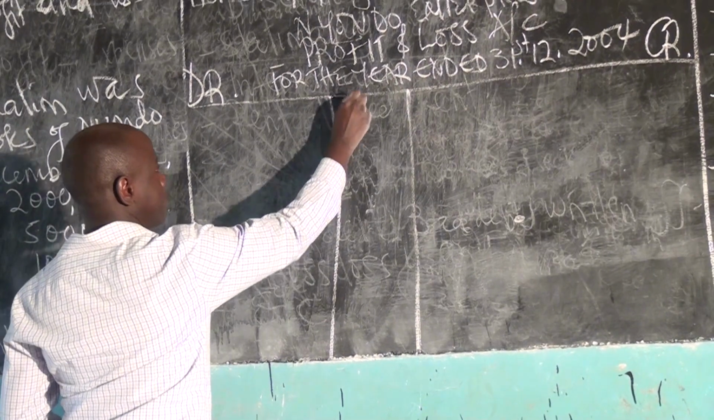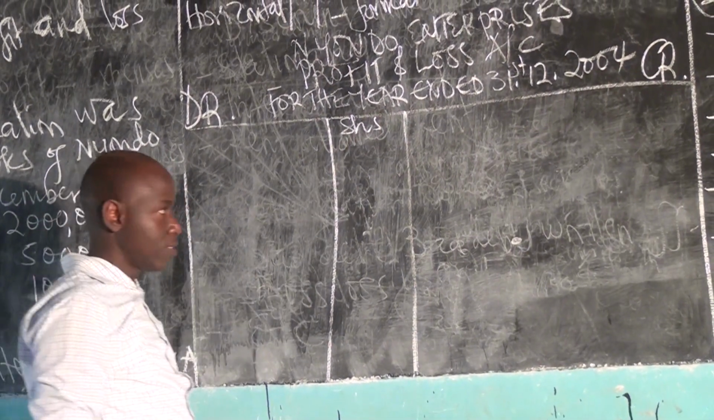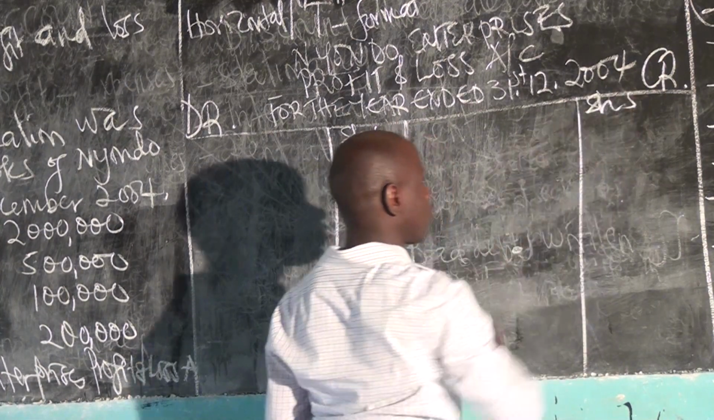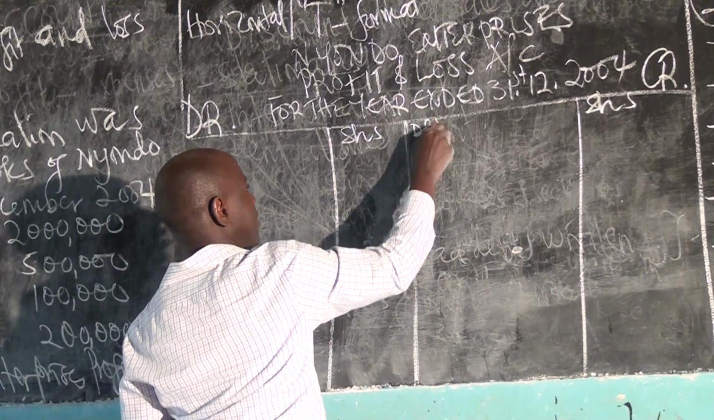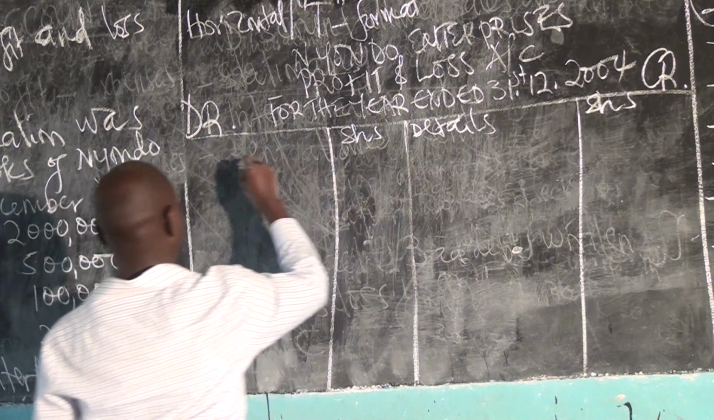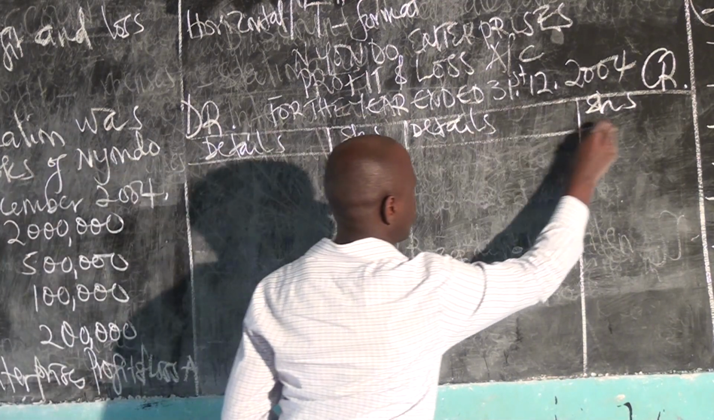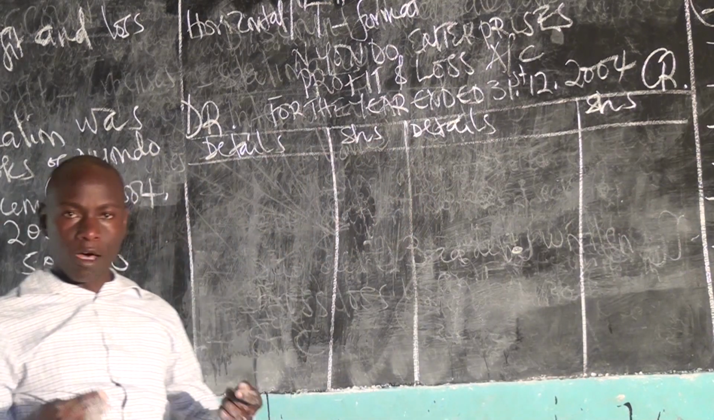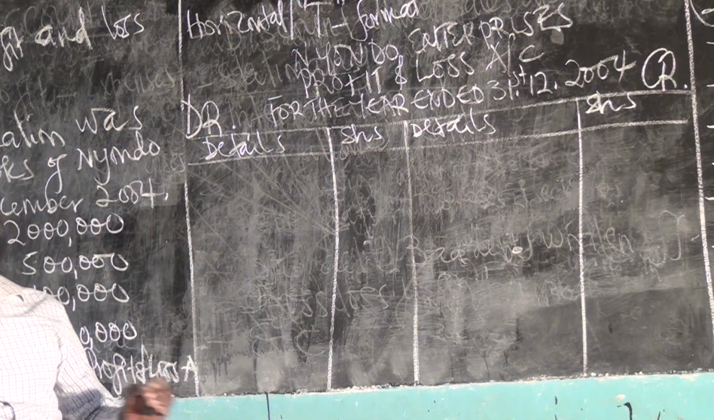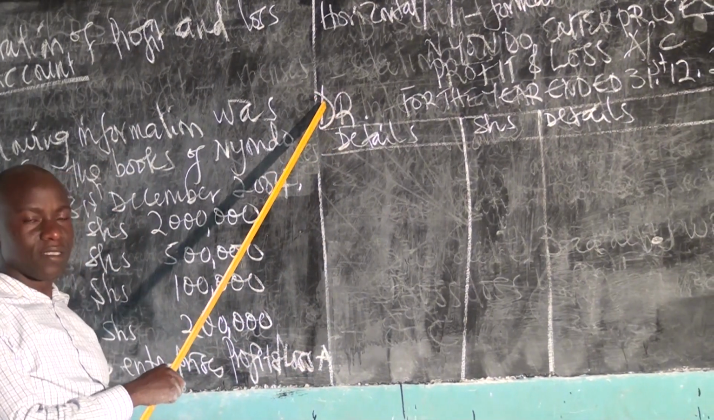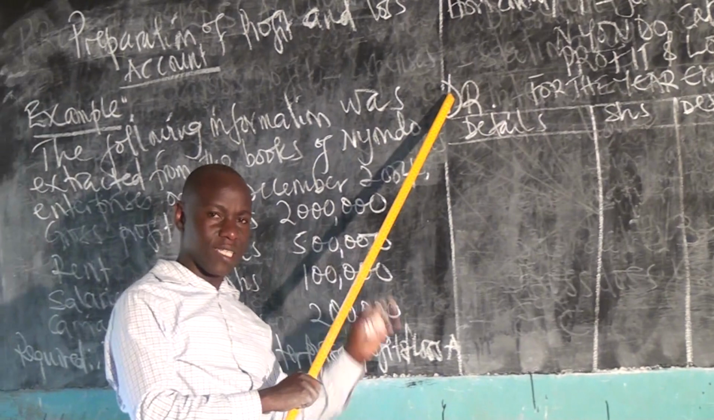This is the column where we are going to write our amounts of money, and even inside we shall have a column where we shall write the amounts of money. Here we shall have the details. Even here we shall have the details. With the horizontal format, this debit side is for expenses.